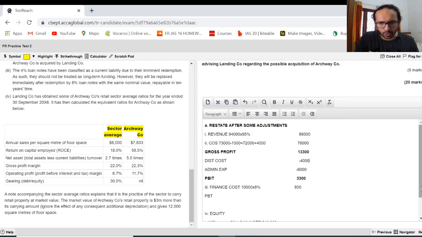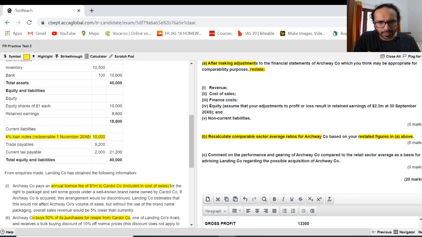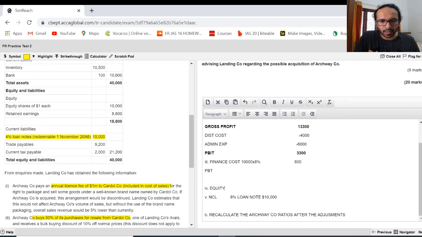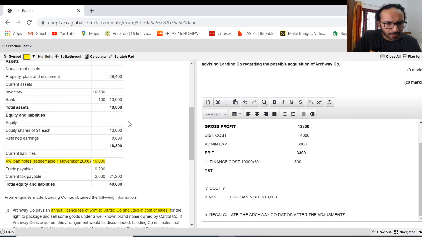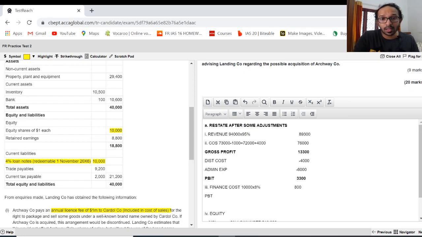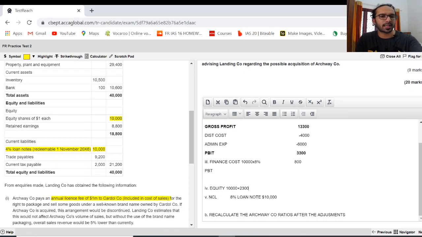But before that, I guess we need to do something more. The equity balance also should be found out. And in the question, they are telling something. Equity. Assume that your adjustments to SOPL will result in the retained earnings of 2300 at the year end. So we know that in equity there will be share capital and retained earnings, right? The share capital, there is no change. Share capital is 10,000, and because of the adjustments, the retained earnings won't be 8,800. The retained earnings will be 2300, they are telling. So equity will be share capital 10,000 plus retained earnings 2300. So that will be the total equity.